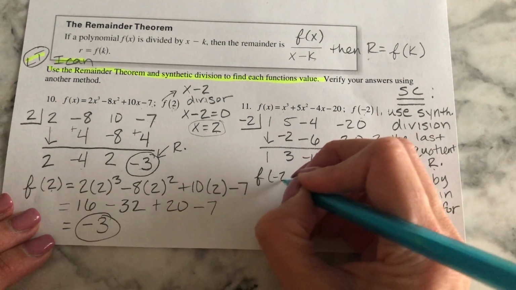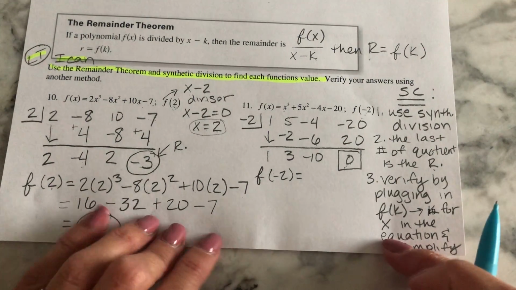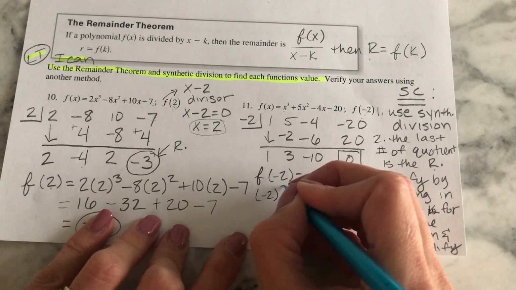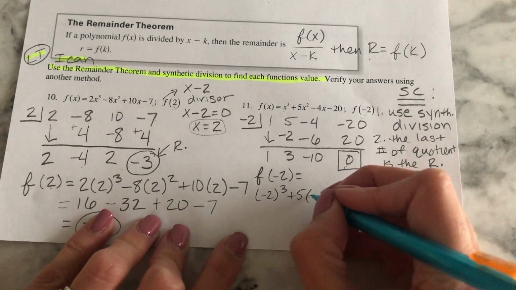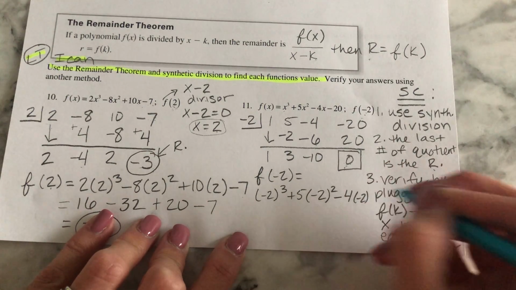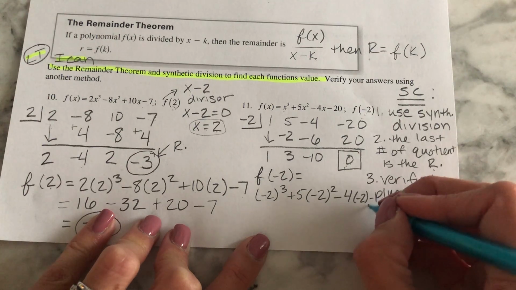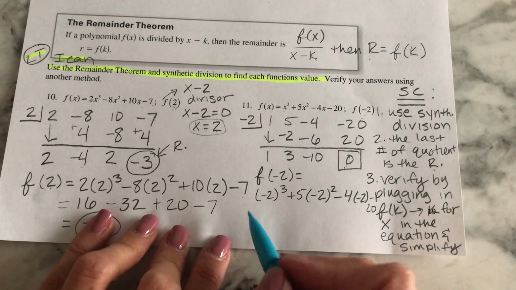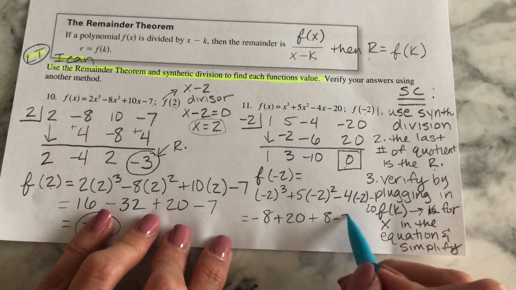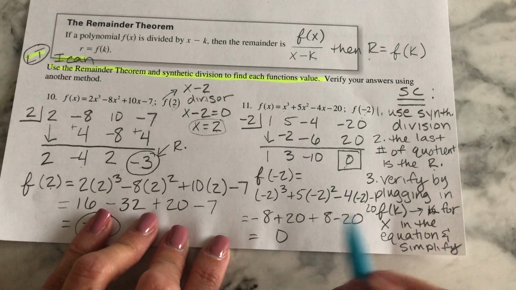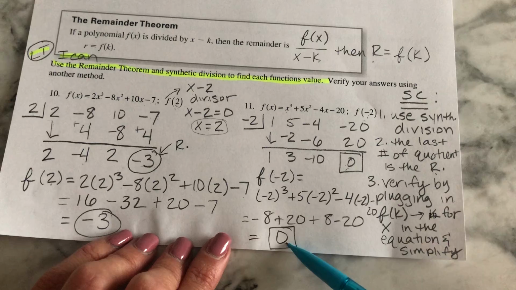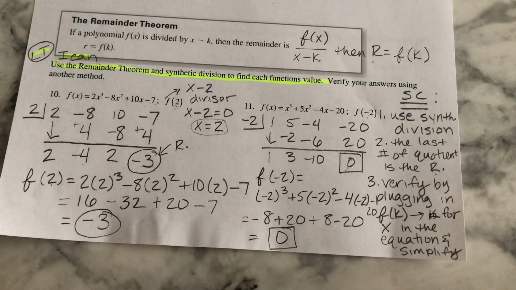So f of -2 equals, kind of tight on space here, but you would do -2 to the third plus 5 times -2 squared minus 4 times -2, and then minus 20. Simplify that all down. Show you this step here. Throw that in the calculator, and of course, you would get 0. And there's your verification here. All right, so that is the remainder theorem.